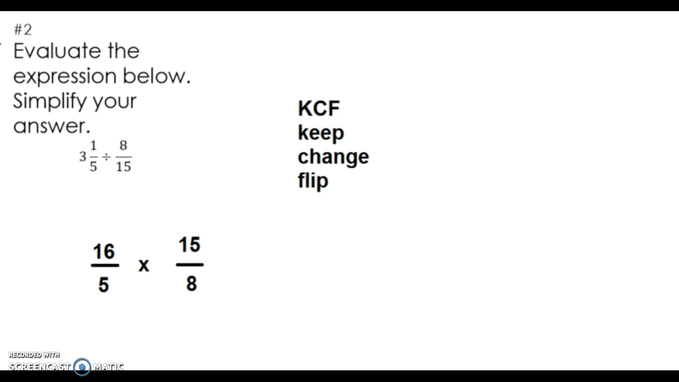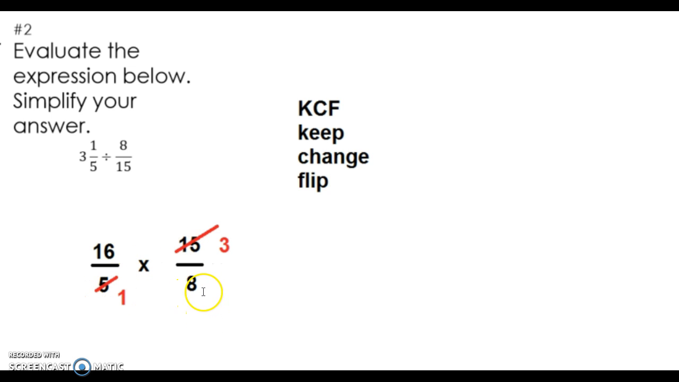I would cross cancel because it's a lot easier to do your math. I don't know what 16 times 15 is off the top of my head, but I do know what 15 divided by 5 is, and I can do that, right? Because 5 goes into 15. So what's 15 divided by 5? Make that red. 15 divided by 5 equals 3. And 5 divided by 5 equals 1, right? I'm dividing 5 from both of these.